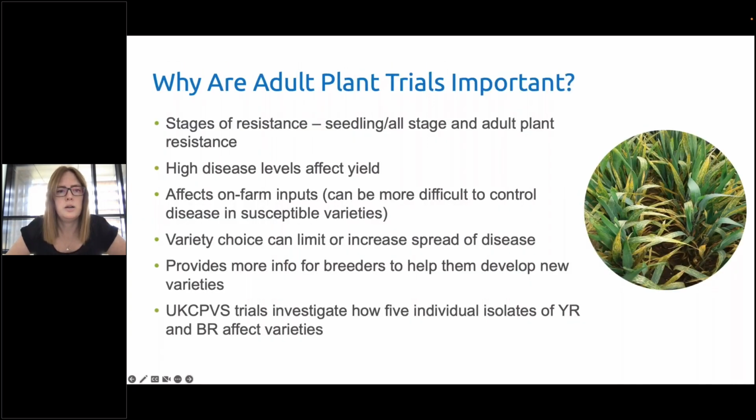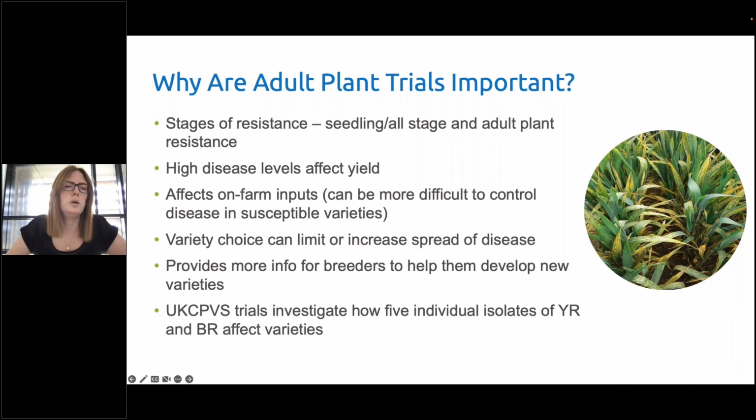So why are adult plant trials important? There's different stages of resistance. We have seedling resistance, which is also called all stage resistance, and it means that the host is usually resistant at all growth stages. But we do have adult plant resistance, which kicks in at a later growth stage. Therefore, just because something is susceptible as a seedling, it doesn't mean it will be susceptible as an adult.